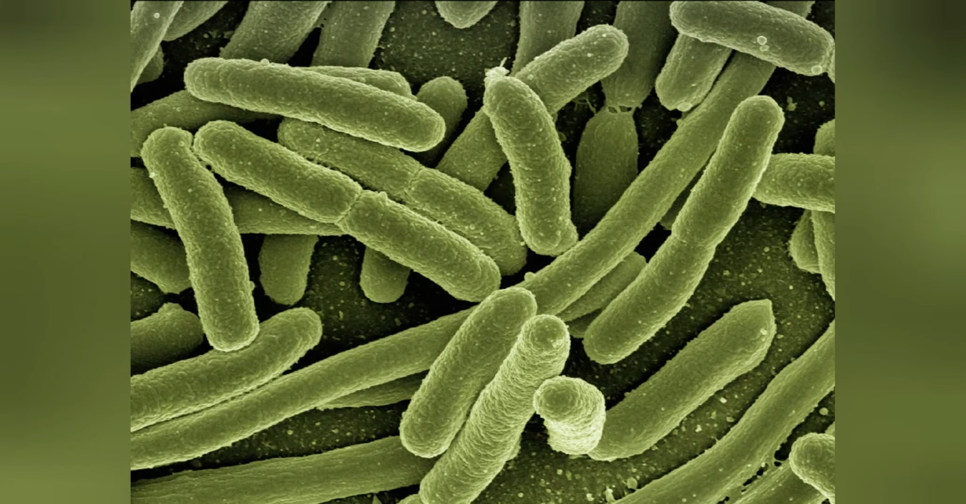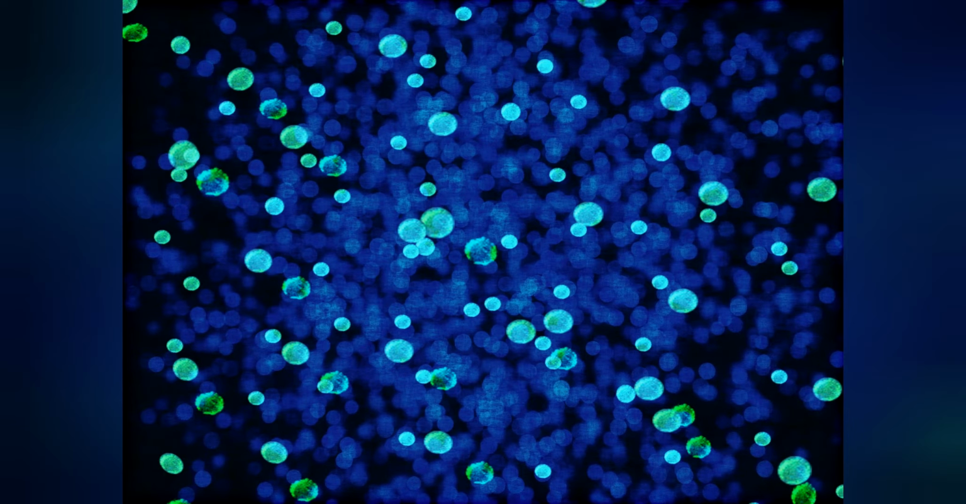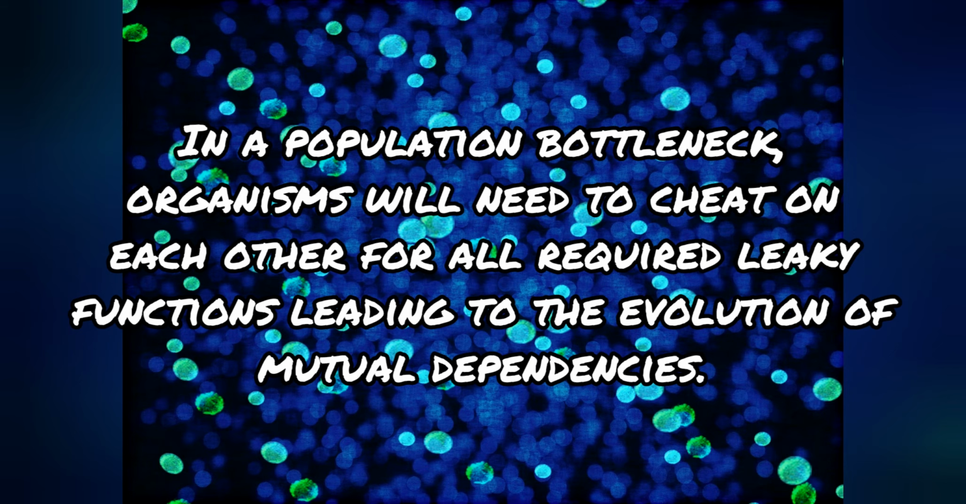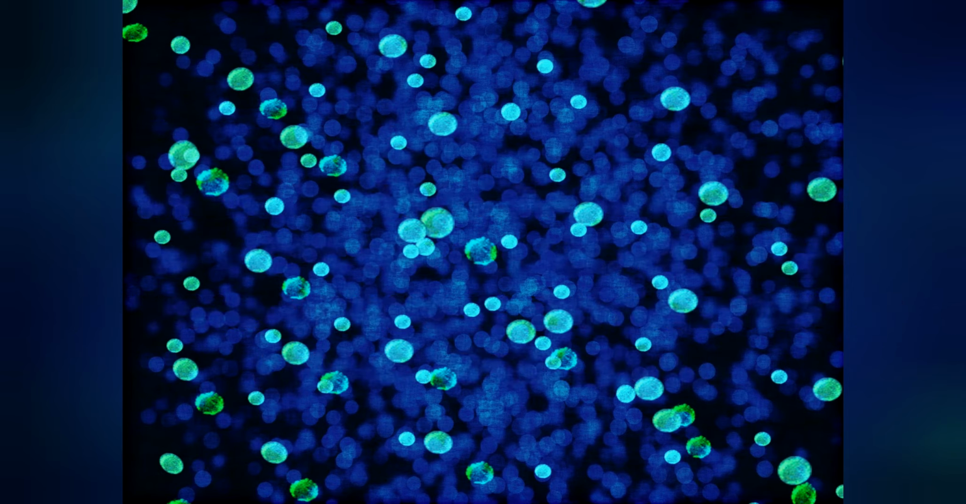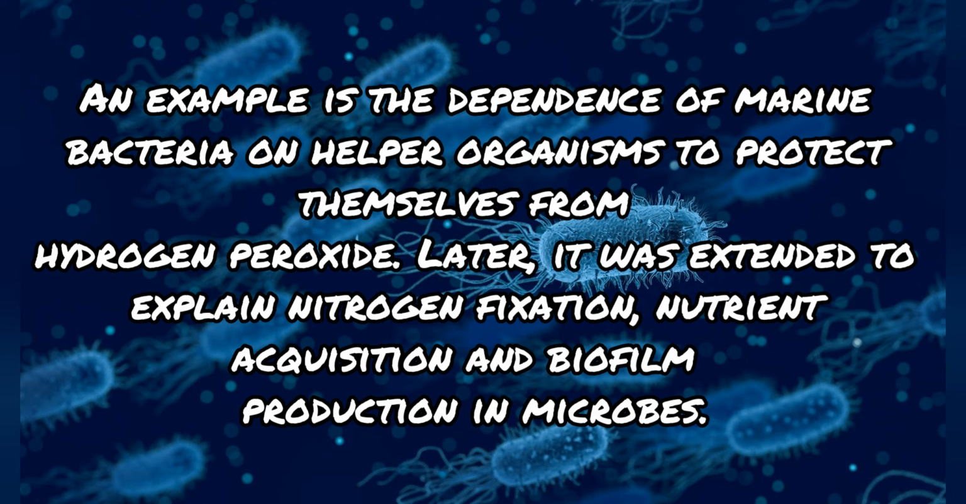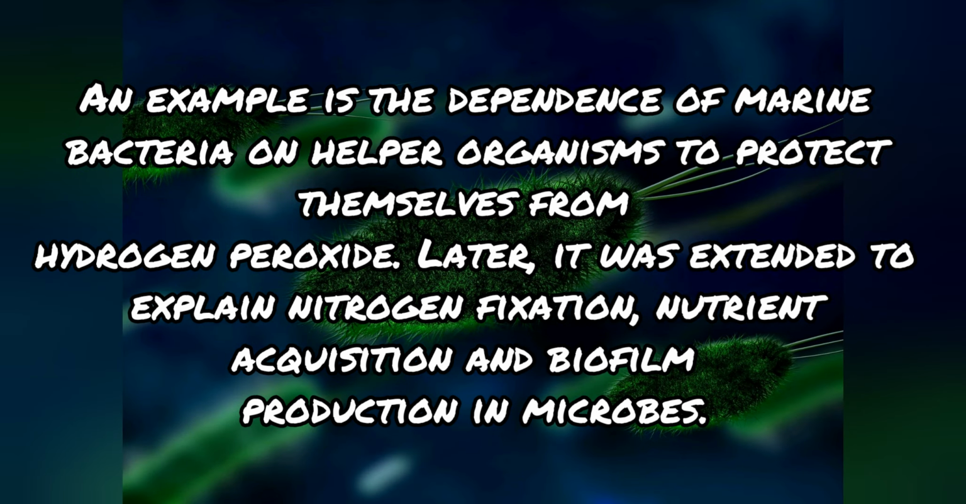When an organism loses all its leaky functions, it can grow faster, by virtue of a smaller genome and faster replication times. Therefore, in a population bottleneck, organisms will need to cheat on each other for all required leaky functions, leading to the evolution of mutual dependencies. An example is the dependence of marine bacteria on helper organisms to protect themselves from hydrogen peroxide. Later, it was extended to explain nitrogen fixation, nutrient acquisition, and biofilm production in microbes.